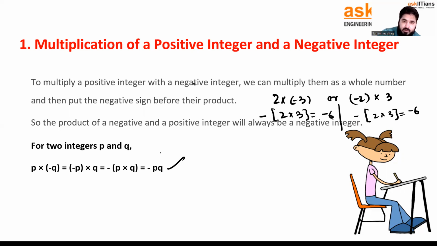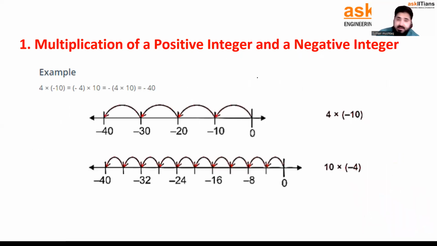Fine. Now this was actually the multiplication of a positive and a negative integer. One is positive, the other is negative. Now again the example is given: it is 4 times negative 10, or it is negative 10 times 4, or it is negative 4 times 10. See, in this first case, it means left 10, 4 times, isn't it? And this means left 4, 10 times.